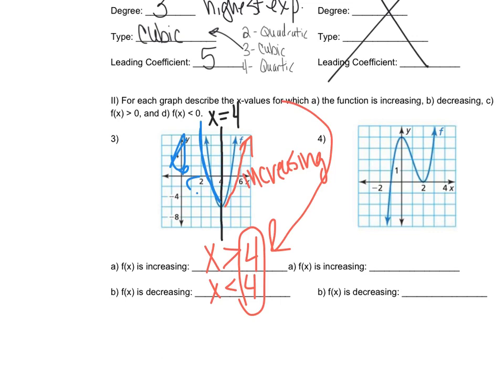As we look at number 4, we have 2 places where it's actually changing direction. We have here, right on the y-axis, and that is at x equals 0. There we go. And it is also changing direction here at x equals 2.